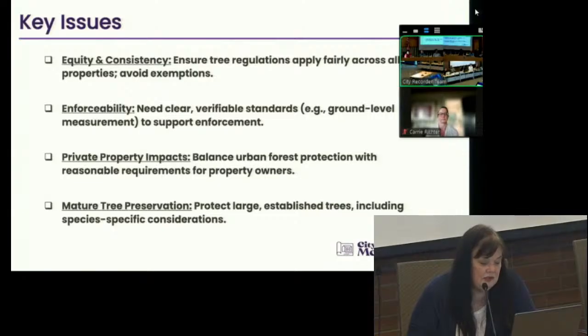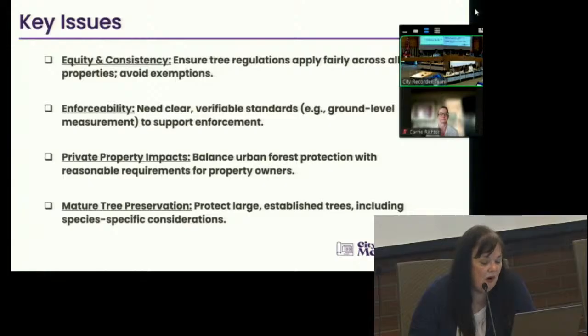So the key issues for this program were equity and consistency. If you remember, we had a lot of discussion at our work session about this program. And we went back to Planning Commission and said, it's getting really complicated. Let's just put something together that's consistent and equitable to all.